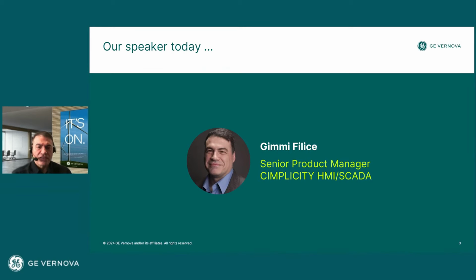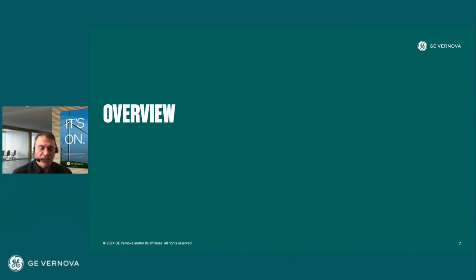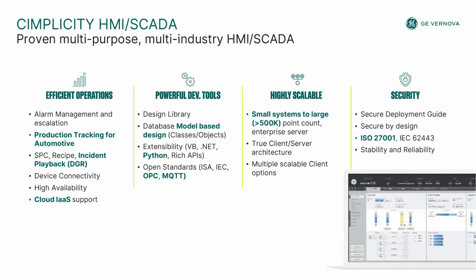All right, thanks, Alexis. I'm going to do a bit of an overview of some of the highlights of Simplicity as well as the recent release, and then we'll get into the details of our Simplicity 2024 release. Starting with the Simplicity HMI SCADA solution, it really is a robust and reliable SCADA solution that we've been enhancing continually to provide additional value as we move forward. But I also wanted to look back at some of the core capabilities that make this solution unique.